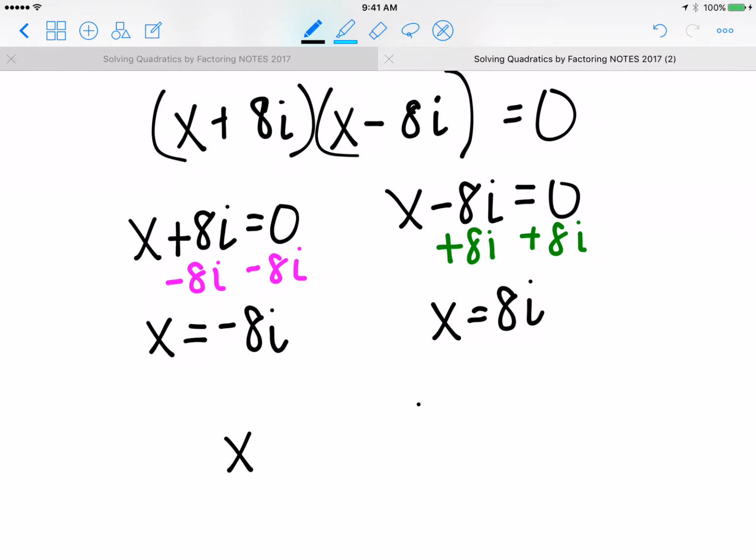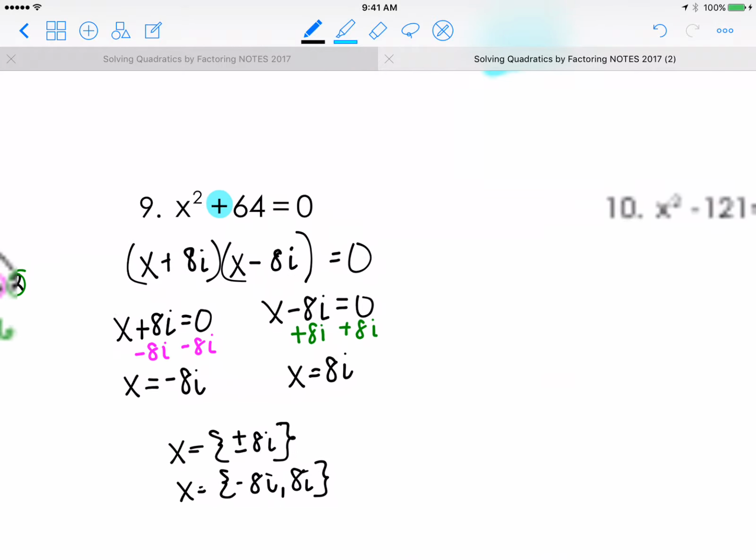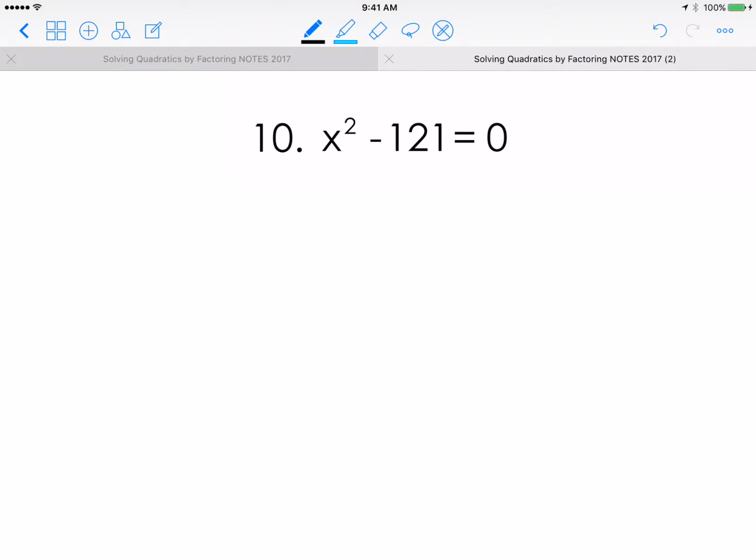So now you can write them as plus or minus 8i, or you could write it individually as negative 8i, comma 8i. Either way. All right, are y'all feeling okay about these? Okay, look at number 10.